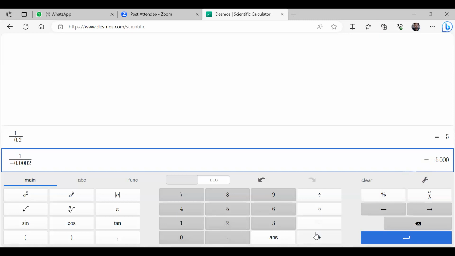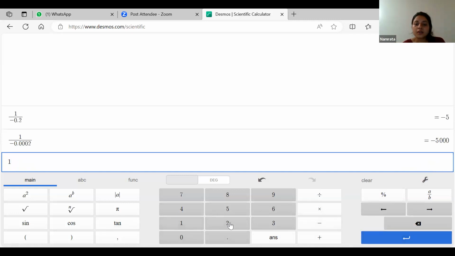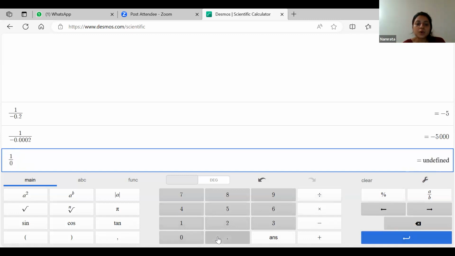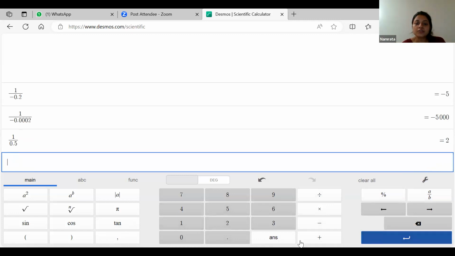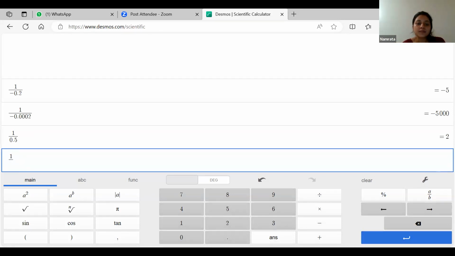Yes, ma'am. Similarly, if we take a positive number between -1 to +1, let's take 1 divided by 0.5, can you see we are getting 2? Similarly, if we take 1 divided by 0.0004, we are getting 2500.